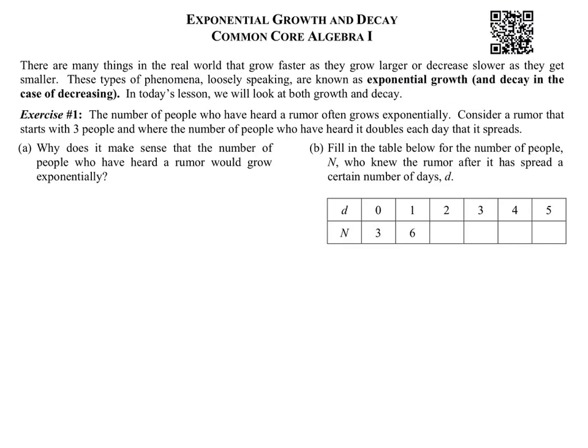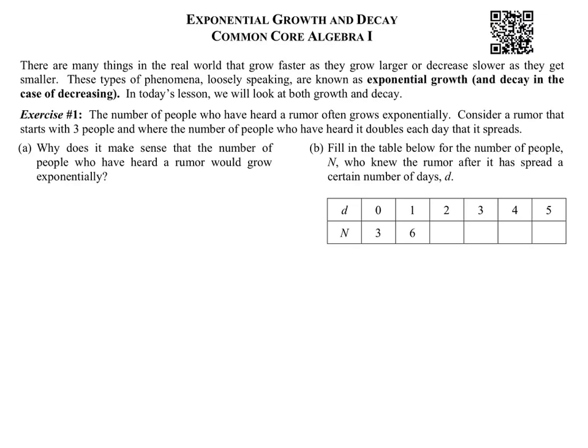So there are many things in the real world that grow faster as they grow larger or decrease slower as they get smaller. These types of phenomena, loosely speaking, are known as exponential growth, and decay if you're talking about decreasing. Today's lesson, we're going to look at both growth and decay. So let's look at the first one. The number of people who have heard a rumor often grows exponentially.